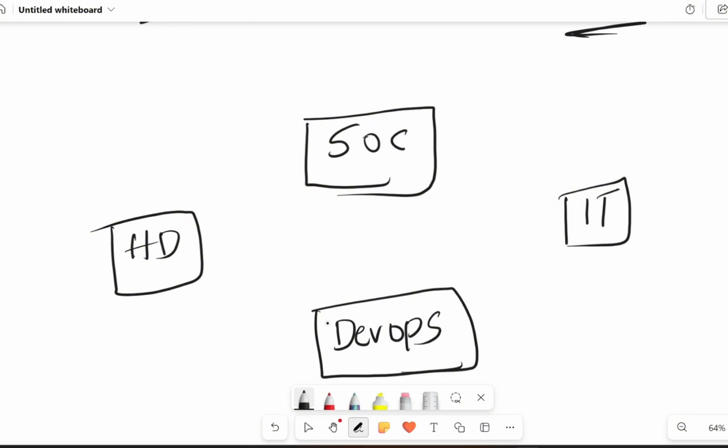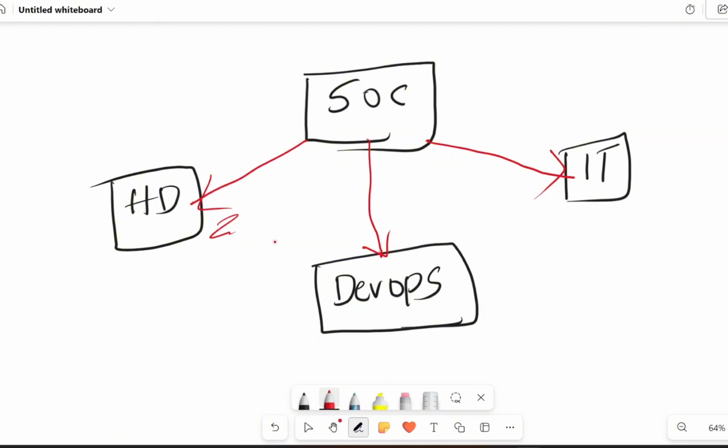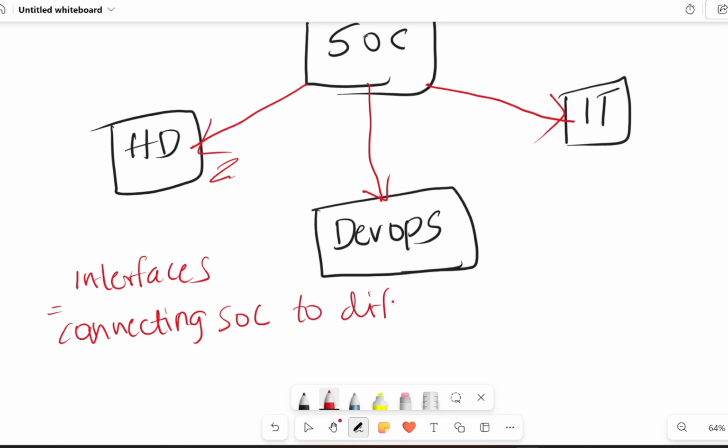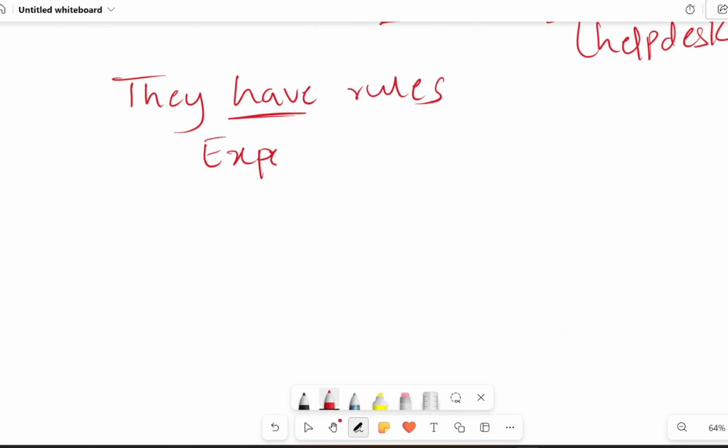That's why interfaces exist. Not for paperwork. Not for organizational chats. Interfaces exist because incidents move faster than meetings. And if your teams don't know how to work together before an attack, they definitely won't figure it out during one. An interface is simply a connection between the SOC and another team. But those connections have rules, expectations, timelines, responsibilities.